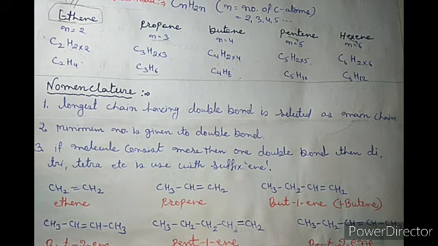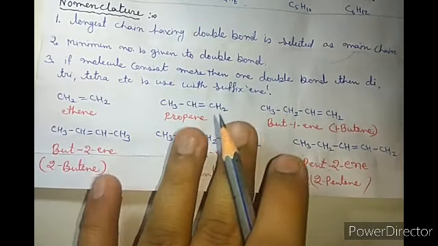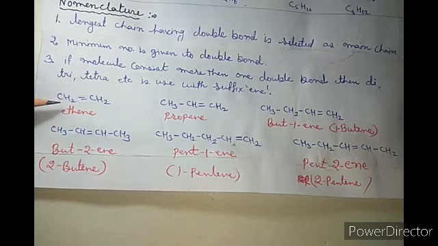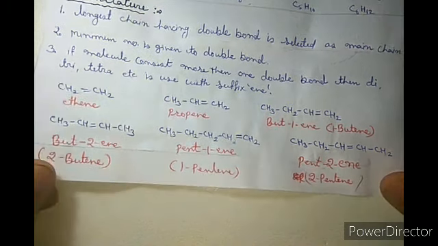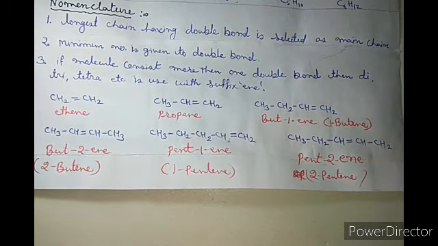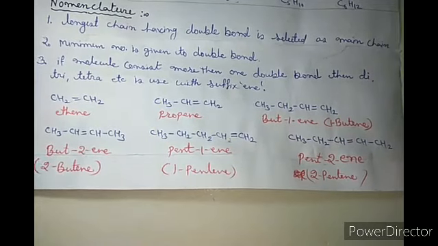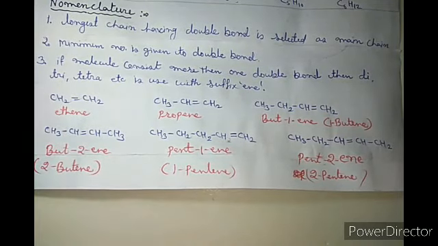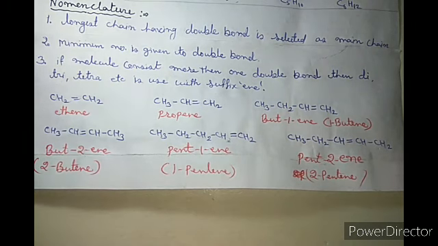Now, let me discuss some examples. The first one is CH2 double bond CH2. It is the simplest molecule. Since it has two carbons, that is eth. There is a double bond, so ene is used. So the name becomes ethene. Got it?